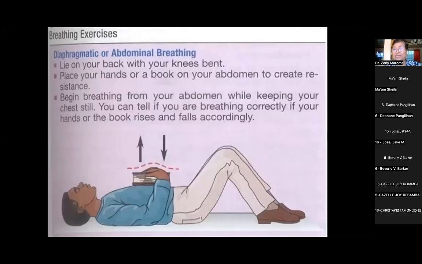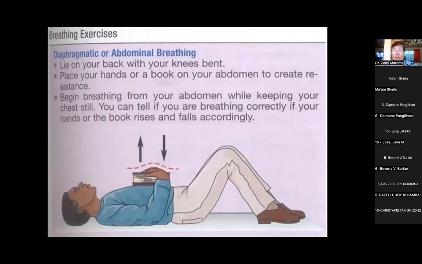Ano yung mga deep breathing exercises na yan? Ayan, yun yung tinatawag natin diaphragmatic or abdominal breathing. Subukan nyo ngayon, no? Na kayo ay nakaupo, no? Or kung si patient, no, ay nakahiga, lie on back with the knees bent para relax din ang abdominal muscles.